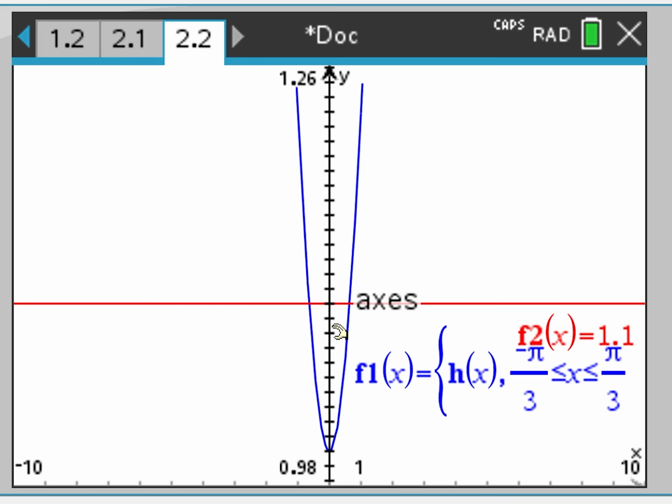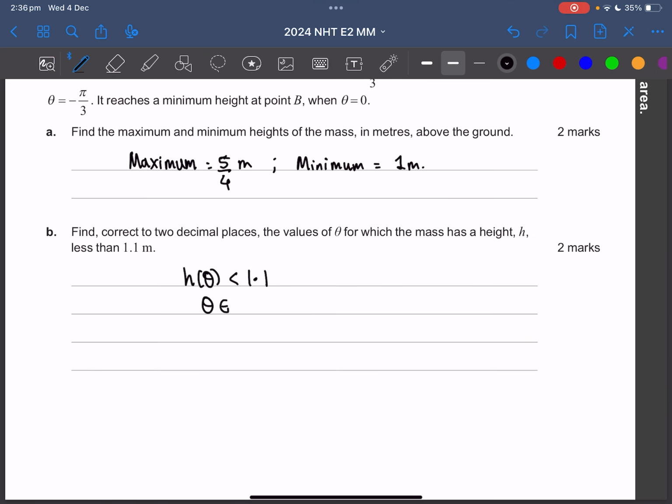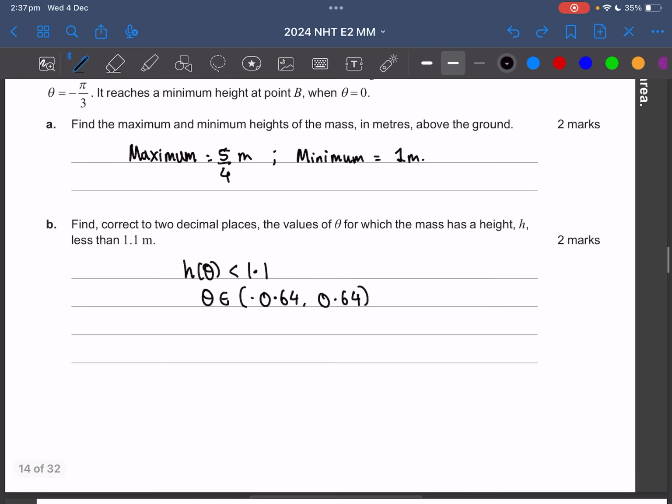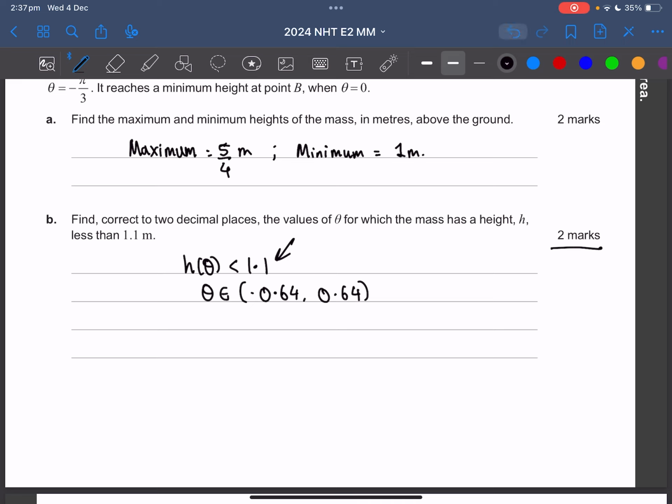So let's write that down. Theta is between, what was the value? Let me check. Yeah, so it's negative 0.64 to positive 0.64, 2 decimal places. Now of course we cannot include these end values. The reason being that if we include them, again we'll get it wrong because we are simply asked for less than, okay? Not less than or equals to. So be careful and make sure you get your reading done correctly, so you avoid making silly mistakes. Okay, hopefully this made sense. So 2 marks. I guess 1 mark is for showing that you understand what we are finding, and the other one is just for the answer.